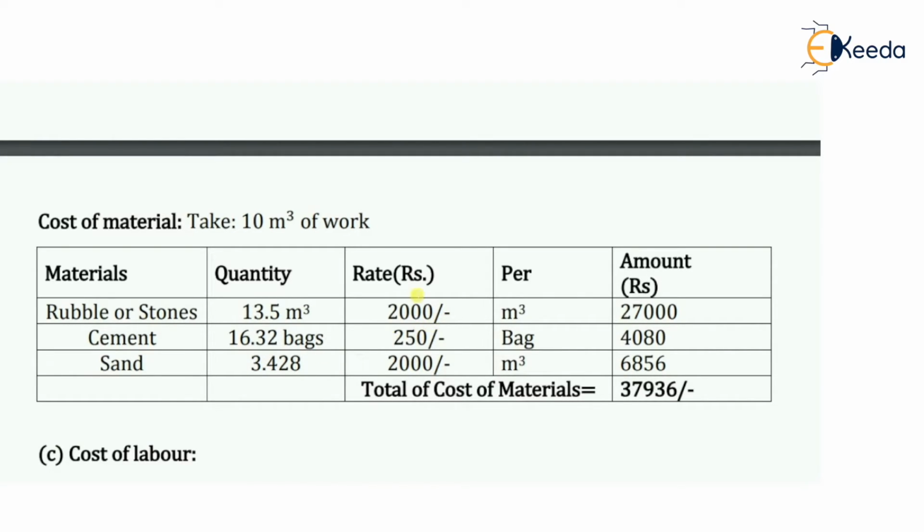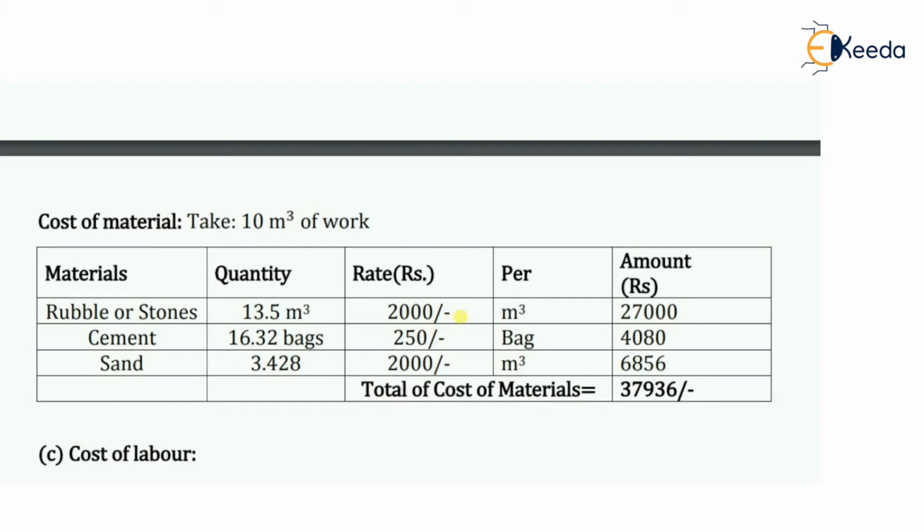Rate for the stone or rubble, I am taking as 2000 rupees per meter cube. You can take it as per your locality, or you can simply refer to the DSR, district schedule rate book, as per your district, and take the rate from that.